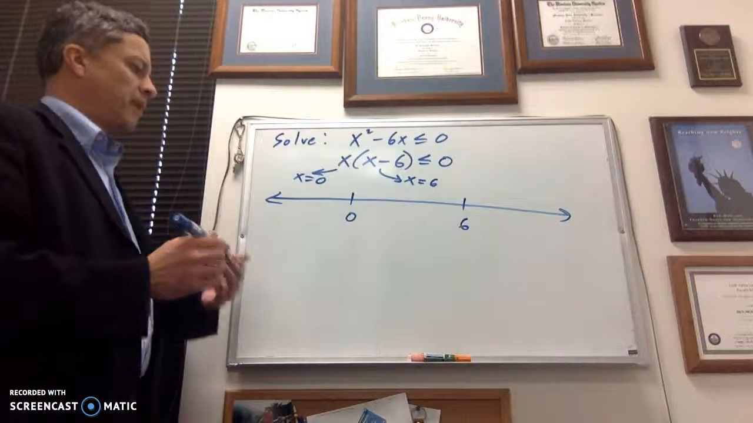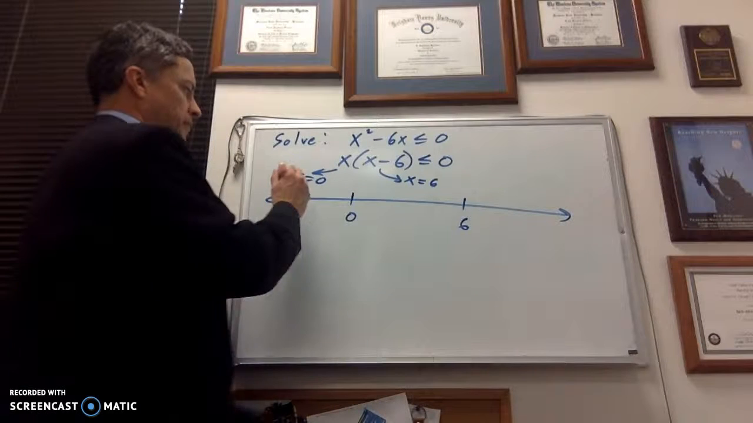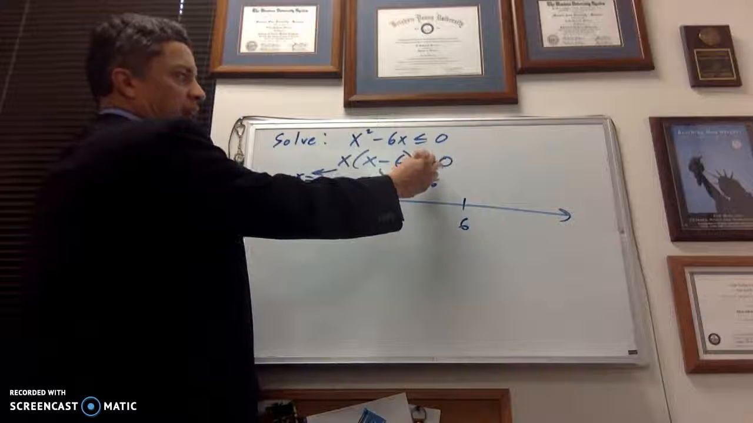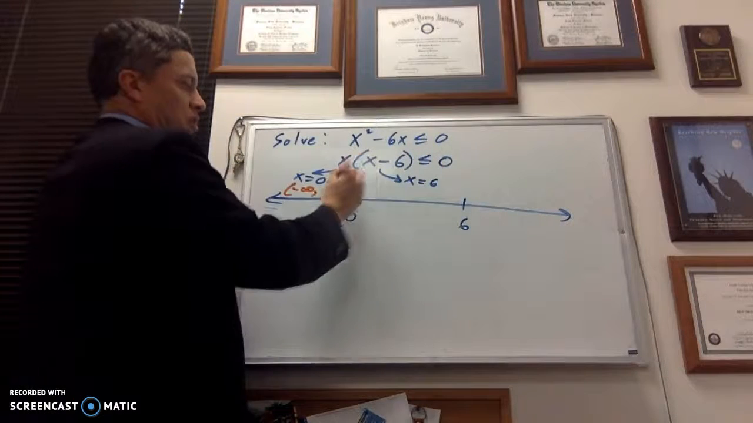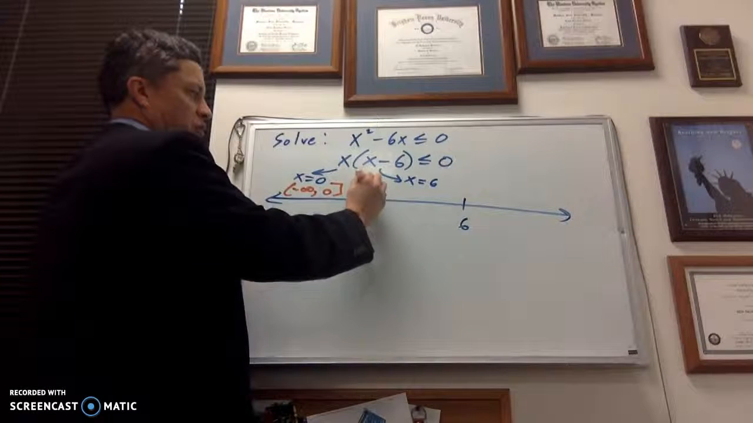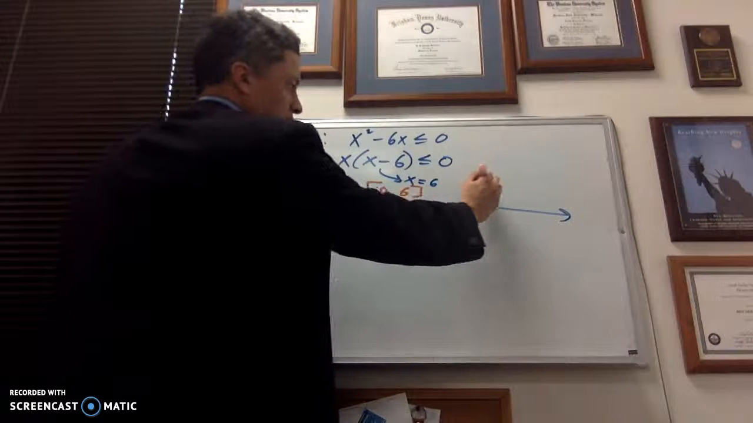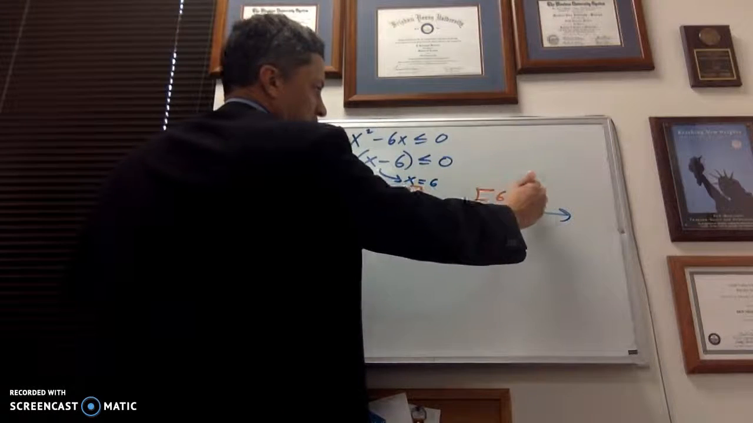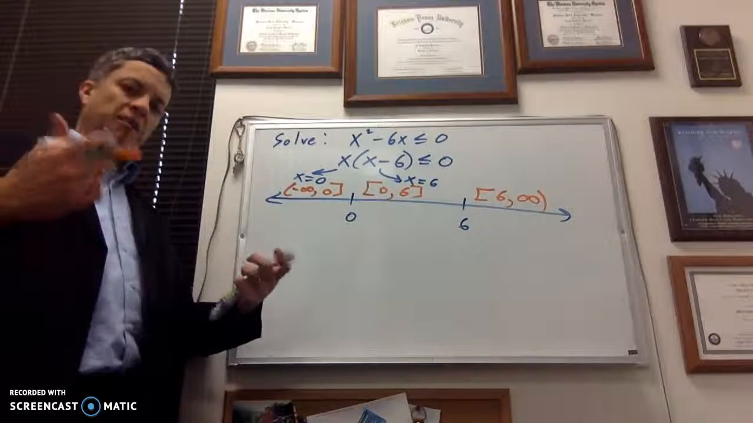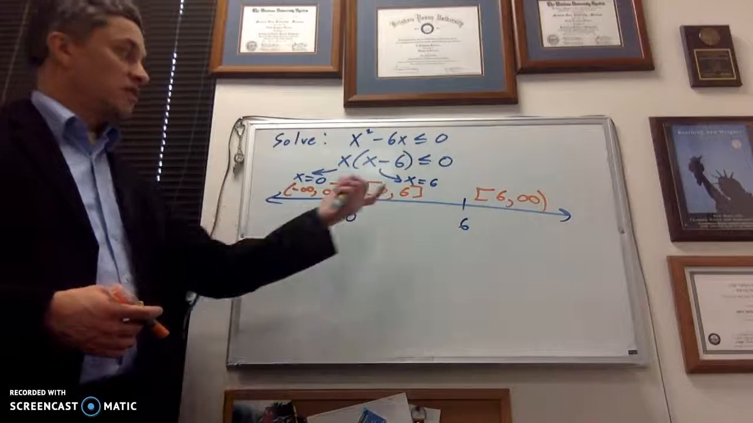So my possible intervals for my answer are going to be from negative infinity to 0, and I'm going to have a bracket here because of my less than or equals to. So 0 bracket, and then my middle interval will be 0 to 6, both with brackets. And then my third interval is going to be 6 to infinity, a bracket on the 6. And again, infinities, you never reach infinity, so they'll get parentheses. I can tell you right now what my answer is going to be. My answer is going to be this middle interval.